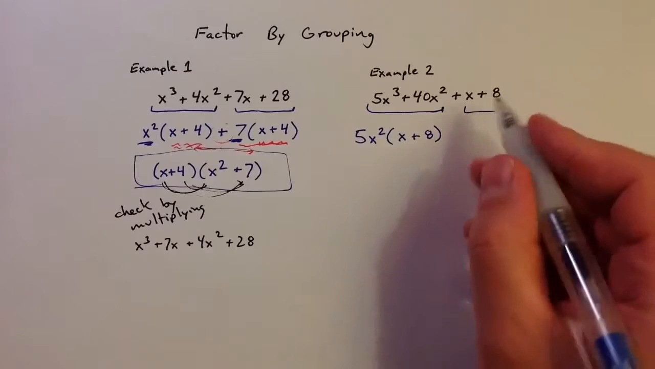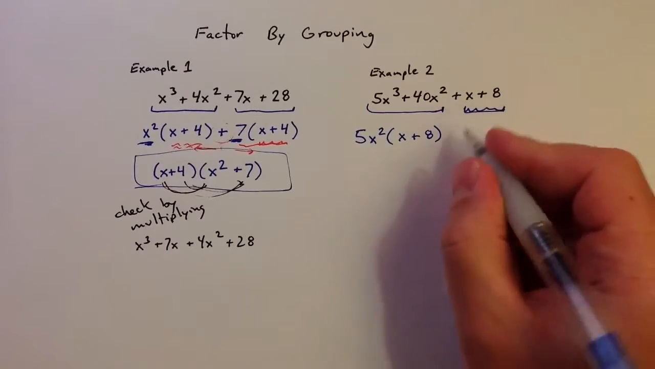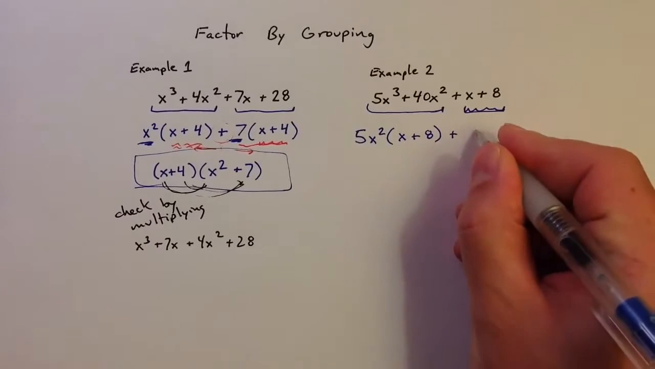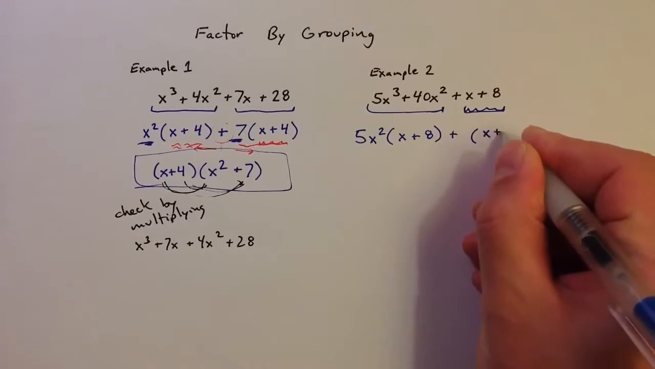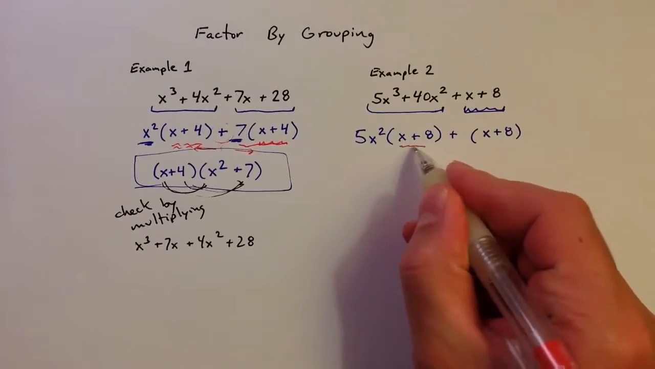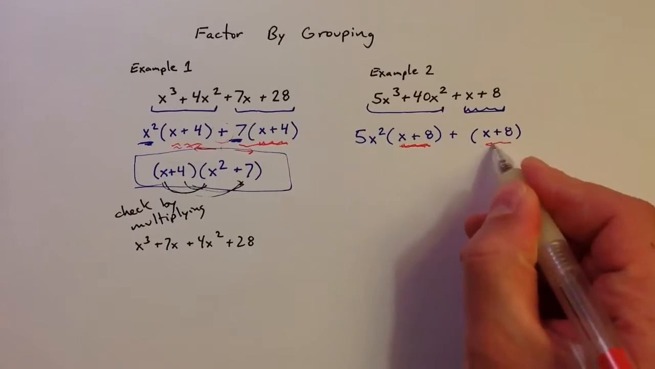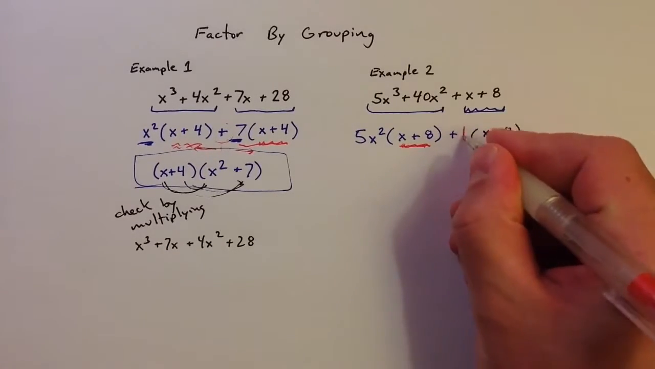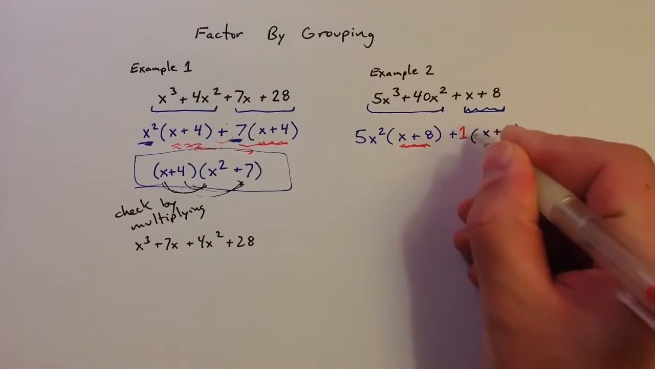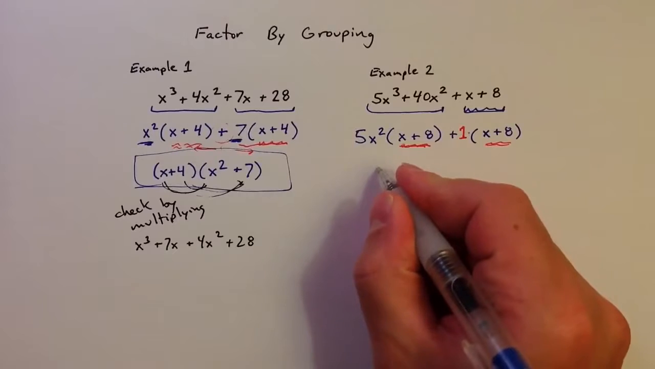Now looking at the second 2 terms, this is kind of a trick question. There is no common factor between x and 8. But I can think of that x plus 8 as the same as what's left behind from the first 2 terms. So I can think of that as 1 times x plus 8. So x plus 8 is the common factor.